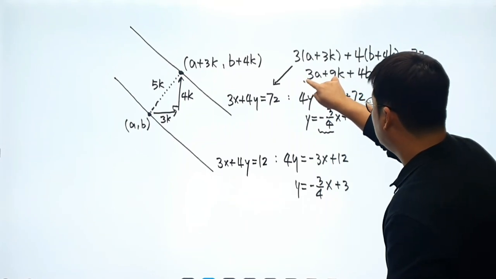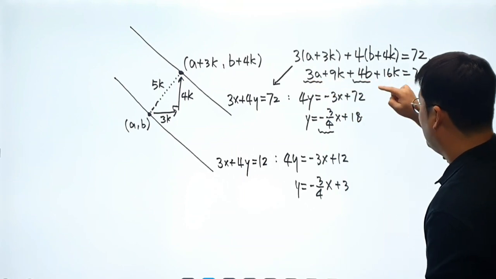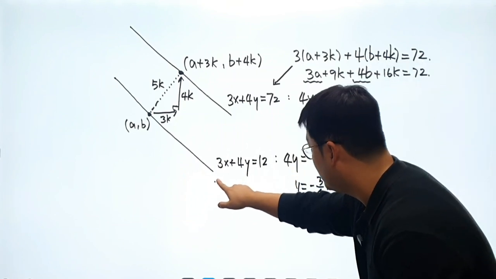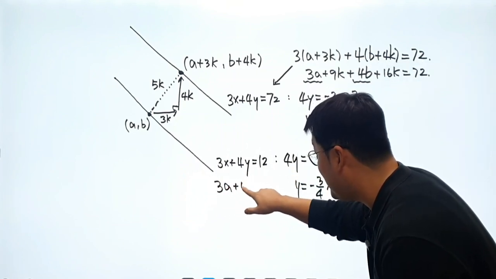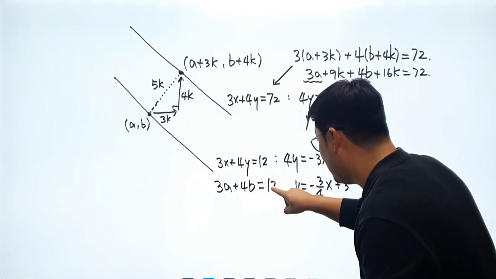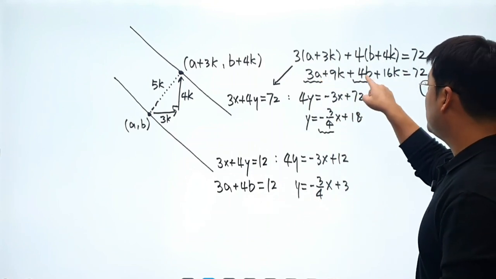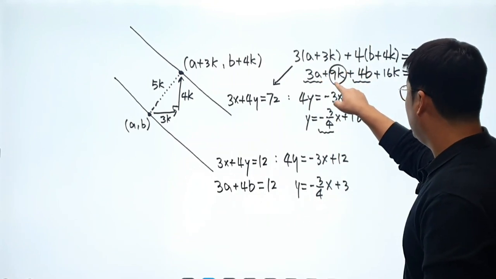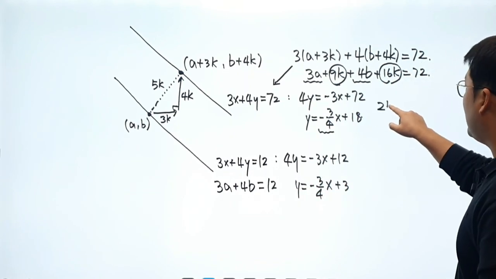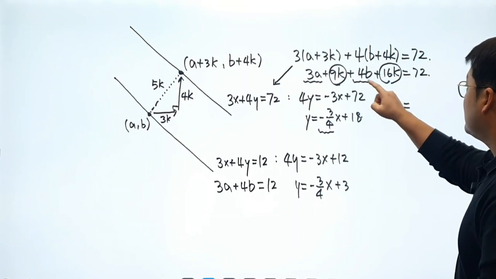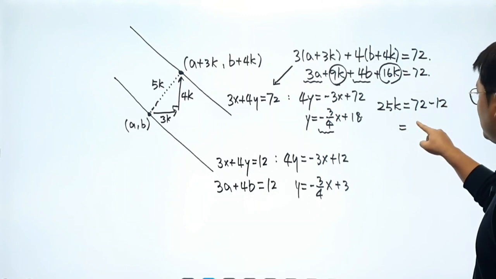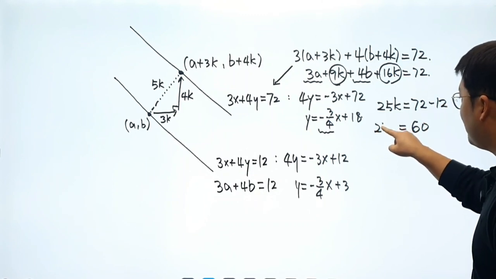All right, so what is 3a + 4b? I know that (a, b) stays on that line. So wait a second, that means that 3a + 4b is supposed to be 12. That's right, so this has got to be 12. Now I've got 9k and 16k. If you add them up, it becomes 25k. So I've got 25k equaling what? 72 minus 12. So that's supposed to be 60, and I've got 25k.